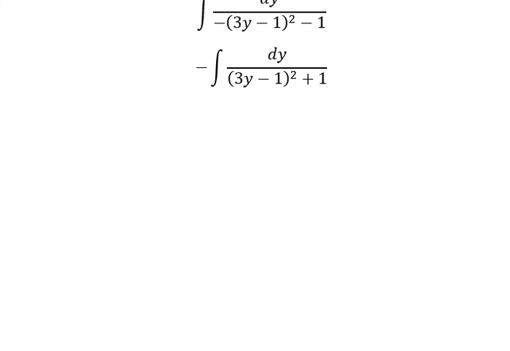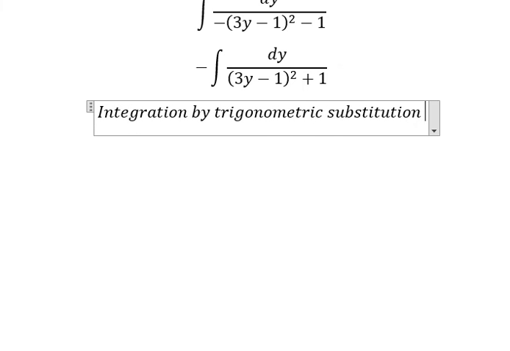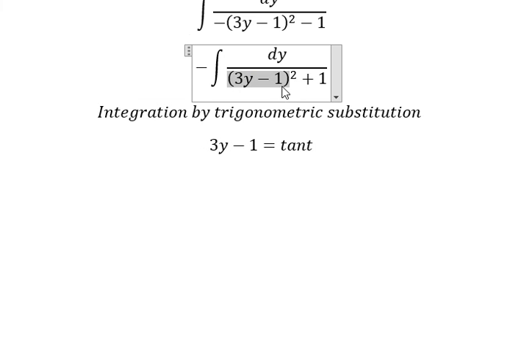Next, we can use integration by trigonometric substitution. So I will put 3y minus 1 equals tan t, because if I put this one going here, we have tan t squared plus 1. Later that we change by secant of t squared, and then we simplify by dy.